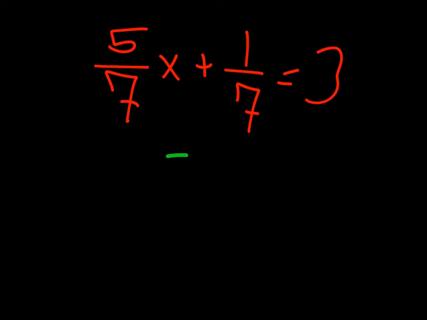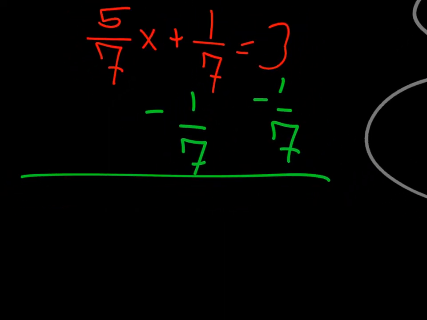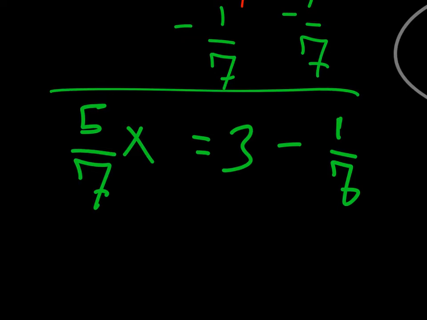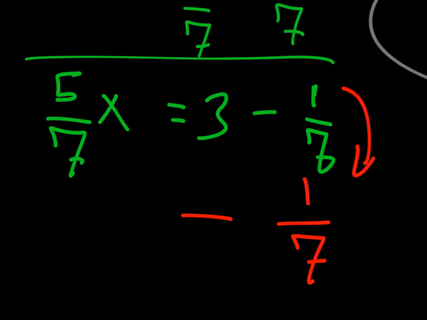So first what we're going to do is subtract 1 over 7 on both sides. First step. Now, we can't just subtract 3 minus 1 over 7, so I'm just going to write it out for now so we can see the step. 5 over 7x equals 3 minus 1 over 7. We have to convert it so they both have similar denominators. This one just stays the same. Bring down the minus sign.